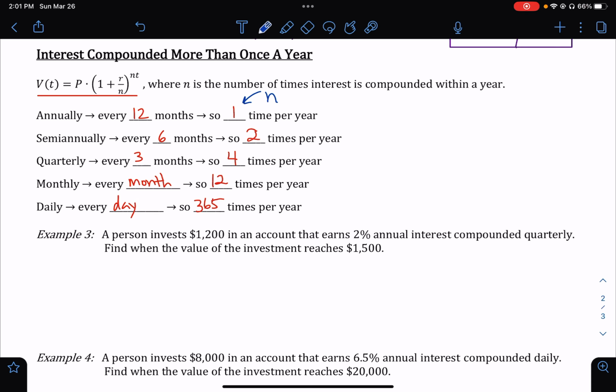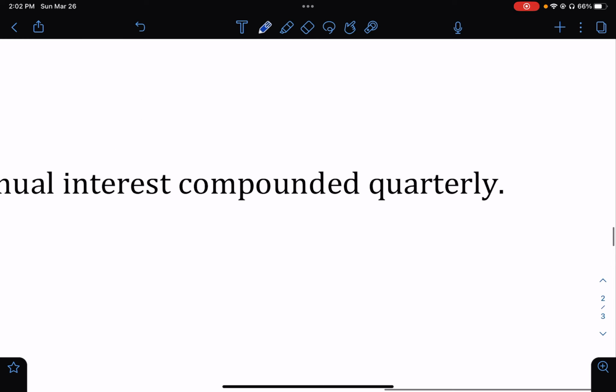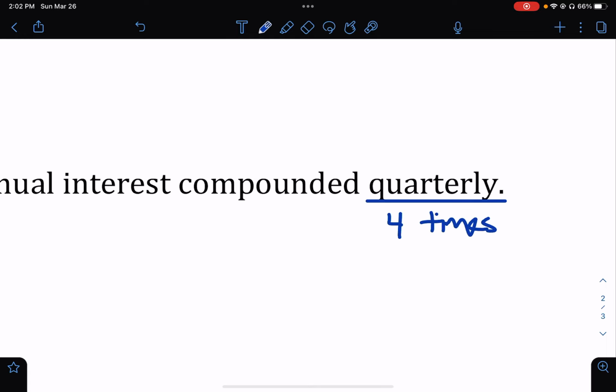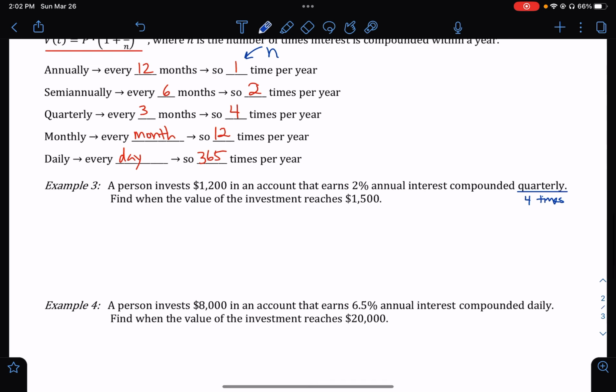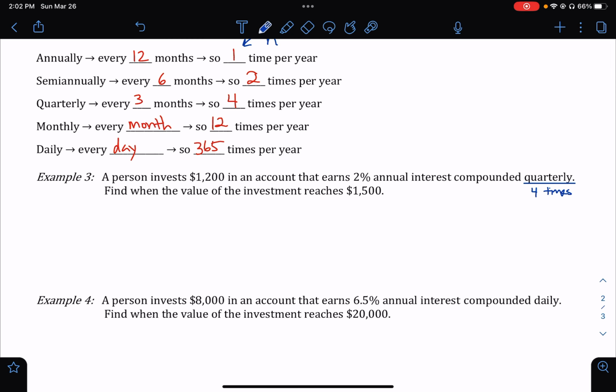Okay, so example 3, a person invests $1,200 in an account that earns 2% annual interest compounded quarterly. So it tells me quarterly. That's kind of my key here. That means it's 4 times because my year is split into quarters. Find when the value of the investment reaches 1,500.